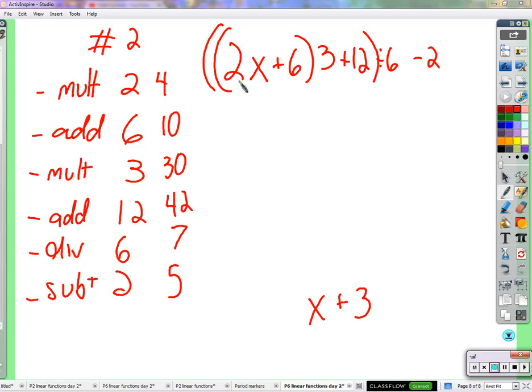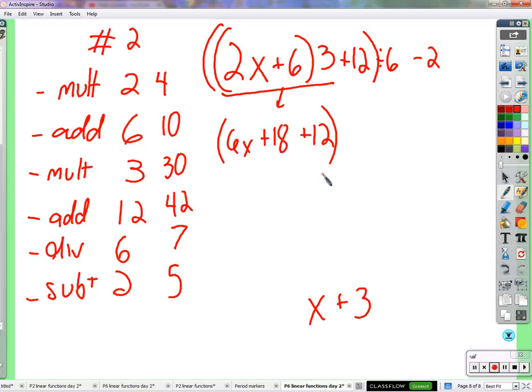Distribute it. 3 times 2x is 6x. 3 times 6 is 18. So we distributed and we came up with 6x plus 18 plus 12, all in parentheses, divide by 6. Now what can we do to simplify this even just a little bit more?